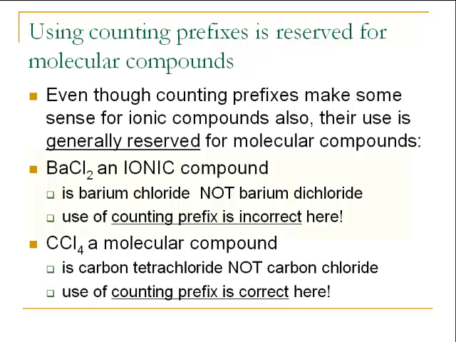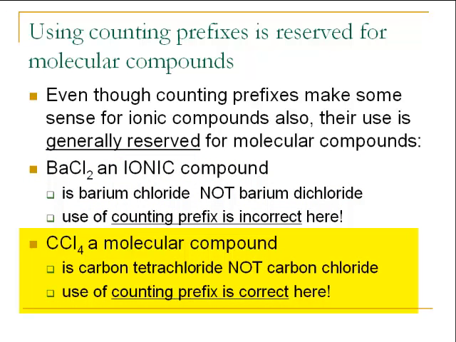BaCl2 is an ionic compound. Its name is barium chloride, not barium dichloride. The use of a counting prefix for this compound is incorrect because ionic compounds, metals with nonmetals, are not named using counting prefixes.